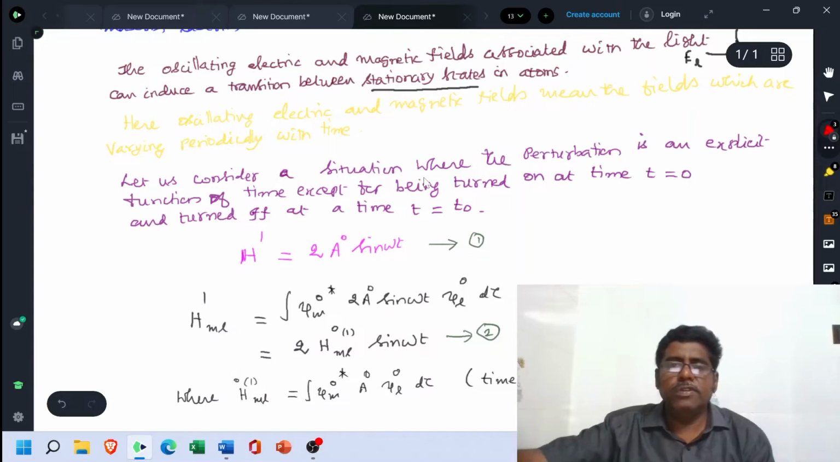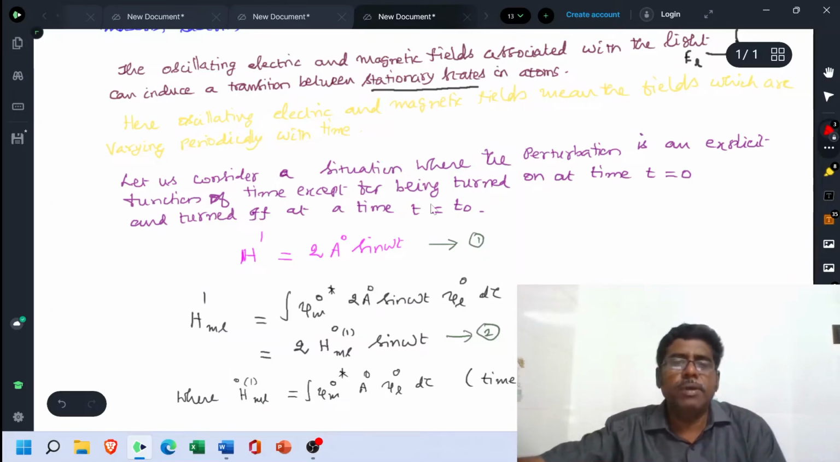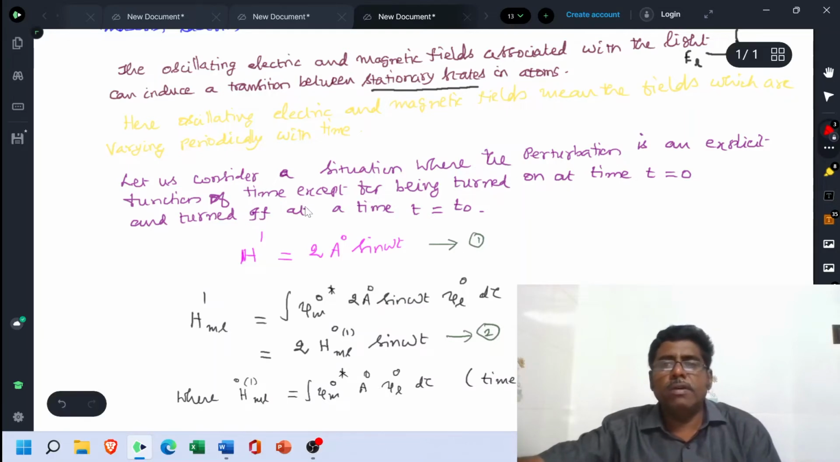Let us consider a situation where the perturbation is an explicit function of time, except for being turned on at time t equal to 0 and turned off at time t equal to t0. This is the on time, this is the off time. Explicit function of time means that if you know the trend of the system at a particular instant, we can determine the trend about the future. The future of the system is also known. Only then can we call that system an explicit function of time.